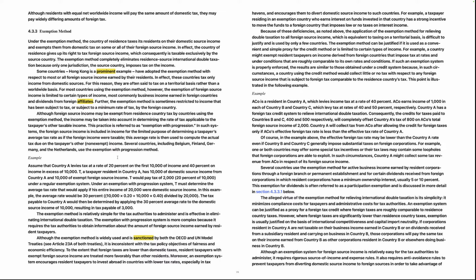To the extent that foreign taxes are lower than domestic taxes, resident taxpayers with exempt foreign source income are treated more favorably than other residents. Moreover, an exemption system encourages resident taxpayers to invest abroad in countries with lower tax rates, especially in tax havens.